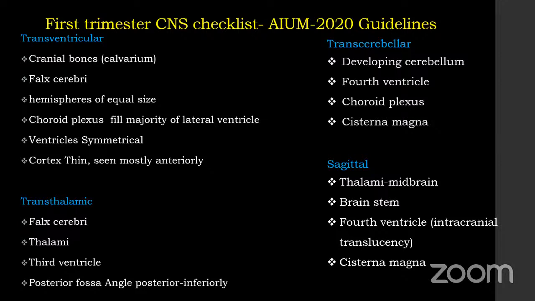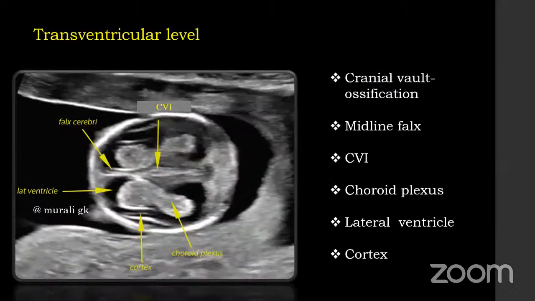So AIUM guidelines came up in 2020, which says that in first trimester, we can evaluate the fetal brain predominantly in axial, in sagittal, right? So in axial, we again look into the transventricular, the transthalamic, and transcerebellar. Similarly, what we do in the second trimester, in the sagittal, the same section what we look for in the NT scan.